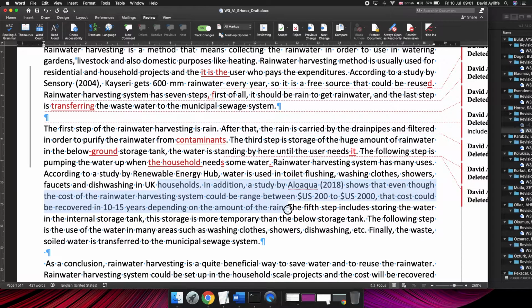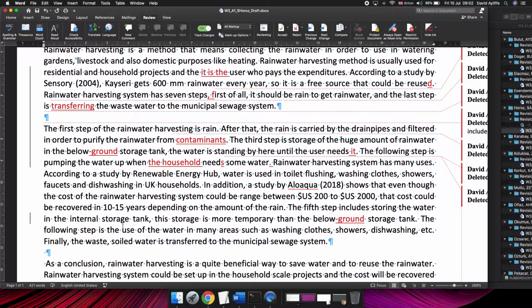Okay, nice. Yeah, this is in the middle of the body. Okay, yeah, it's a natural place for this information to be. This storage is more temporary than the below ground storage tank.